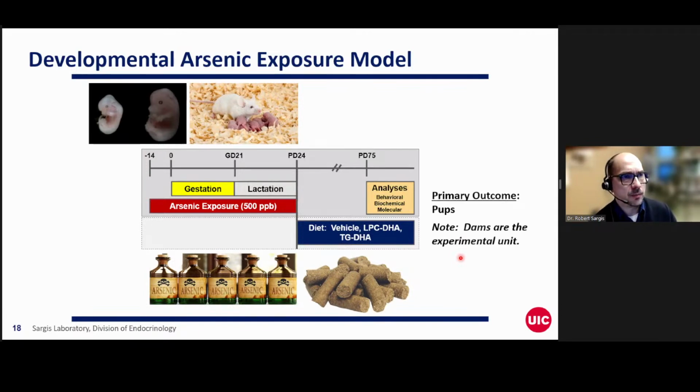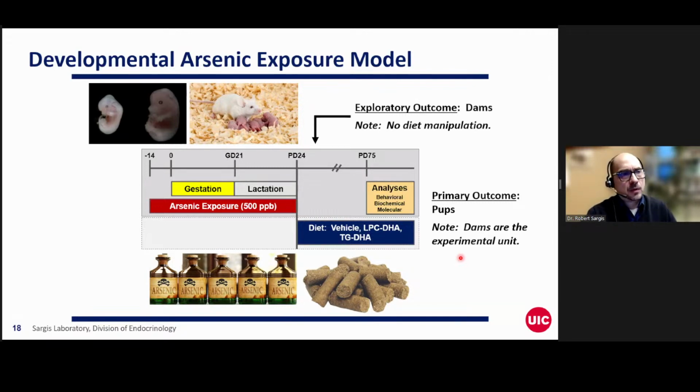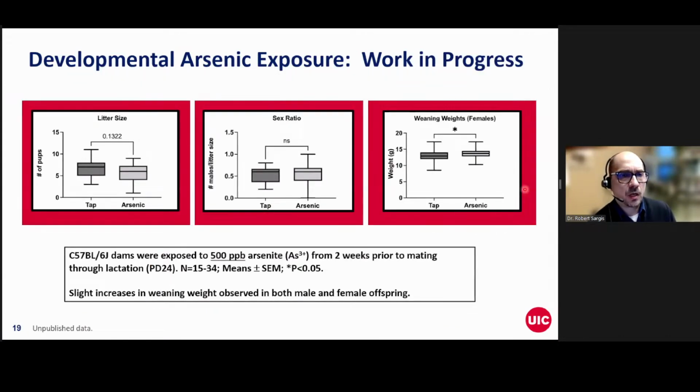The primary outcome was looking at behavior in the pups, where dams are considered the experimental unit to account for litter effects. And then we looked at behavior in the dams as an exploratory outcome without any dietary manipulation. What we saw in these mice is that there was no effect of arsenic on litter size or sex ratio. There was a very slight increase in weaning weights in both male and female offspring. That was very tiny in terms of magnitude, and likely the significance is driven by the number of mice in the study.